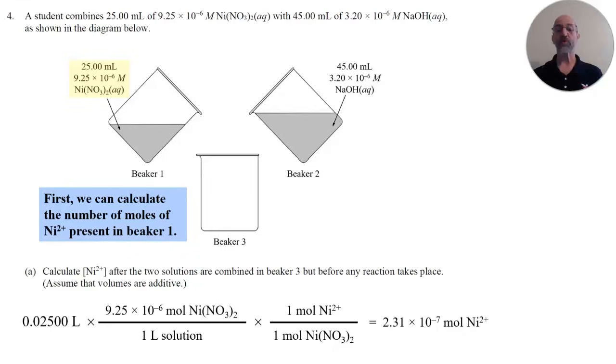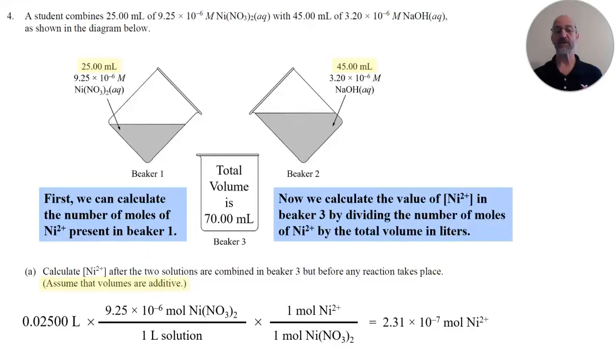Of course, the total volume would be 25 plus 45. So 25 plus 45 is 70. And again, it says assume that volumes are additive. So I'm going to take the number of moles of nickel 2+ ions and divide by the total volume in beaker 3. And that would be 70 milliliters, or 0.070000 liters. So we can now take the value for the concentration of nickel by taking number of moles divided by volume in liters.